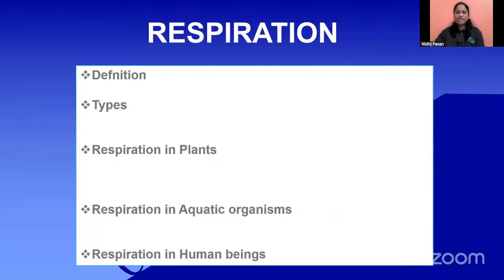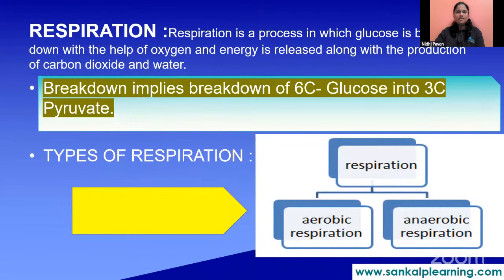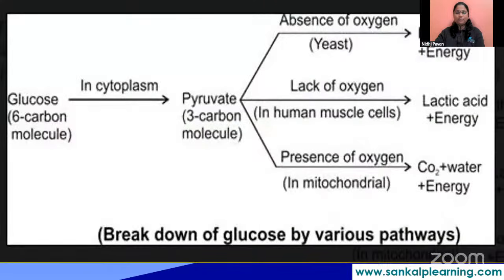Then we have respiration. We should know the definition. Okay. So the breakdown of glucose into carbon dioxide, water and energy, in presence of oxygen or in absence of oxygen, is called respiration. Types: aerobic or anaerobic. Respiration in plants is by stomata. See, breakdown implies breakdown of 6 carbon glucose into pyruvate. Okay, this flow chart is very important, which is there in your textbook. You should know the end products.